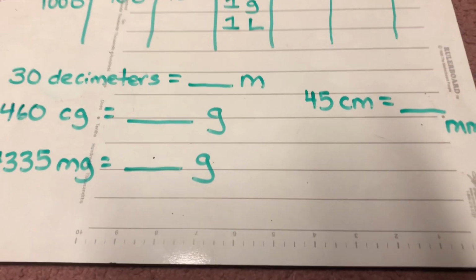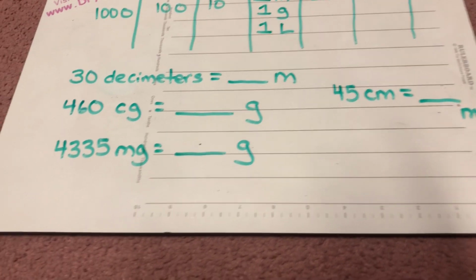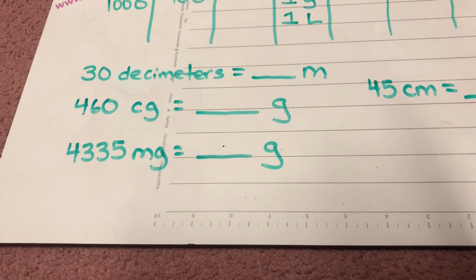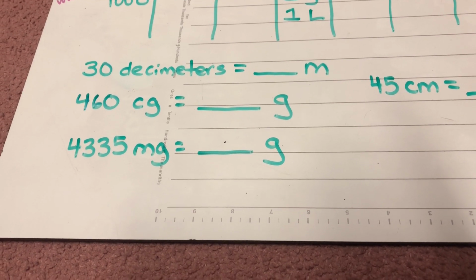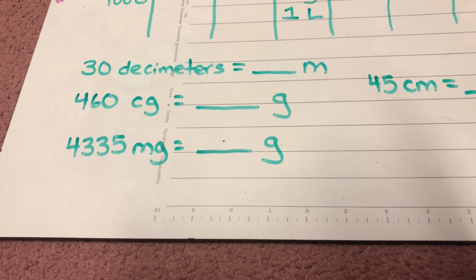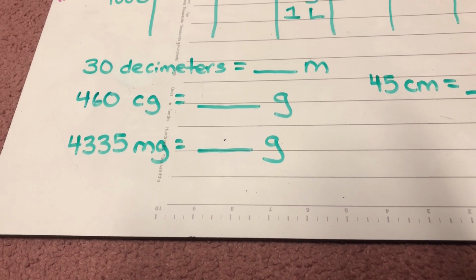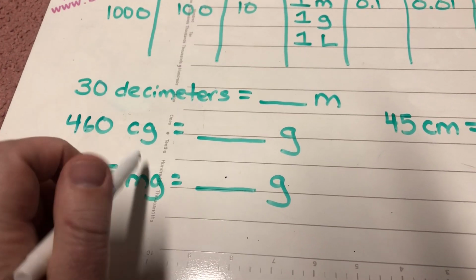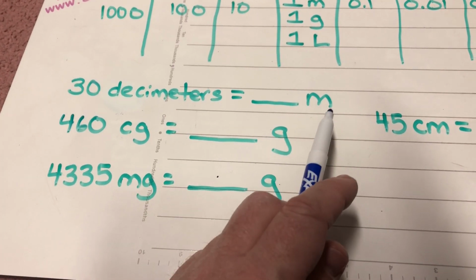Now in this first set here, this goes with the measurement getting bigger, so the number is getting smaller, so we are dividing. So, for example, it says 30 decimeters is equal to how many meters?